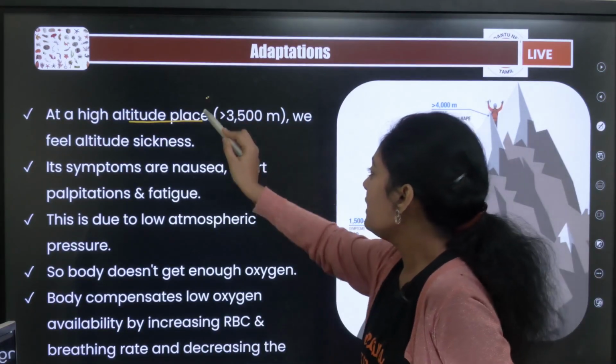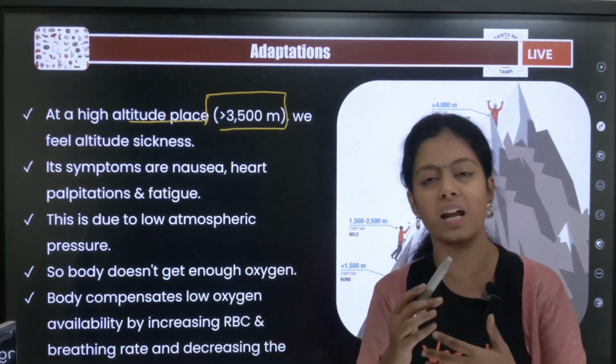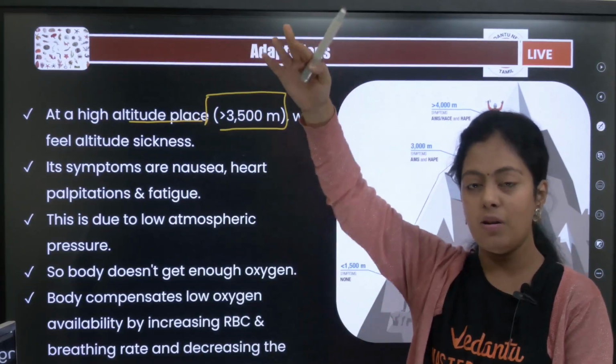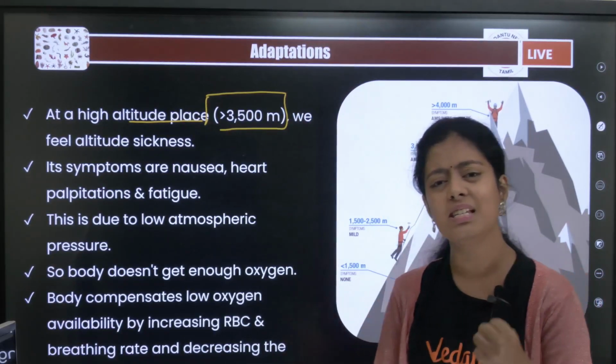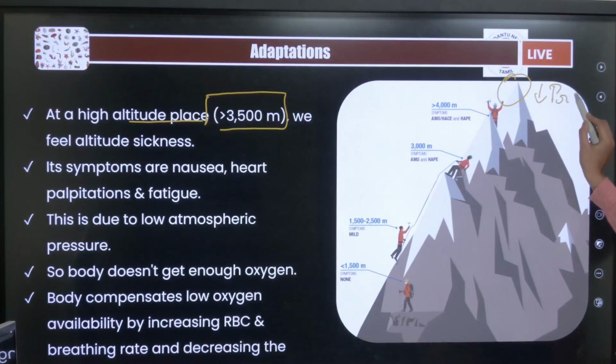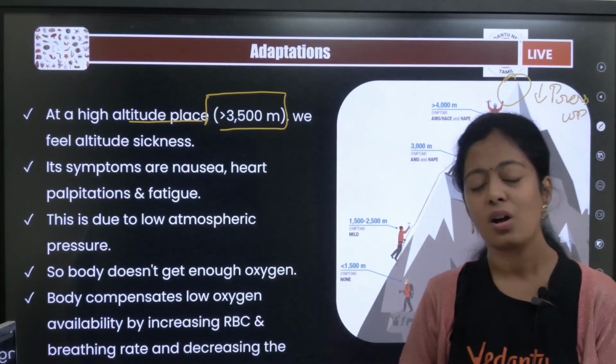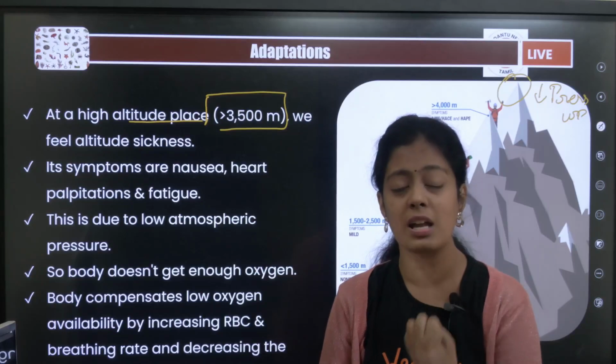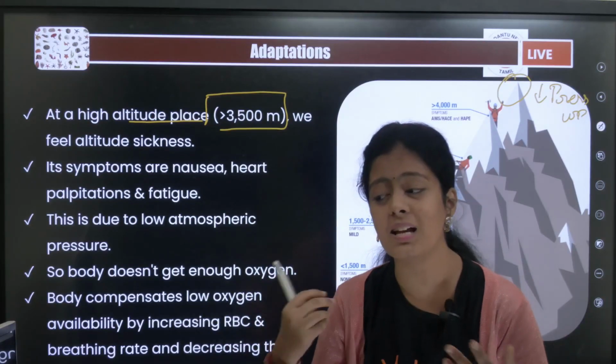Okay, where you are more than 3,500 meters above sea level, you feel altitude sickness. Why do you have altitude sickness, guys? When you go there, you can see there is a decrease in the pressure. Atmospheric pressure reduces a lot. Okay, when the atmospheric pressure decreases, oxygen obviously becomes less.